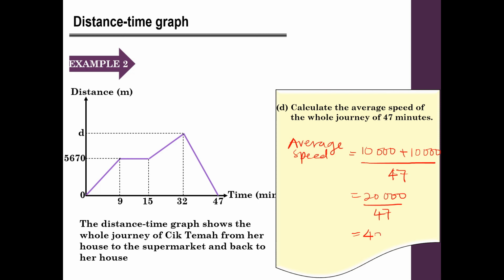So 425.53. Sorry, not enough space here, so I just write down the solution here, or maybe I should make it smaller. So 425.53 meter per minute. Okay, so that's the answer for the last one.